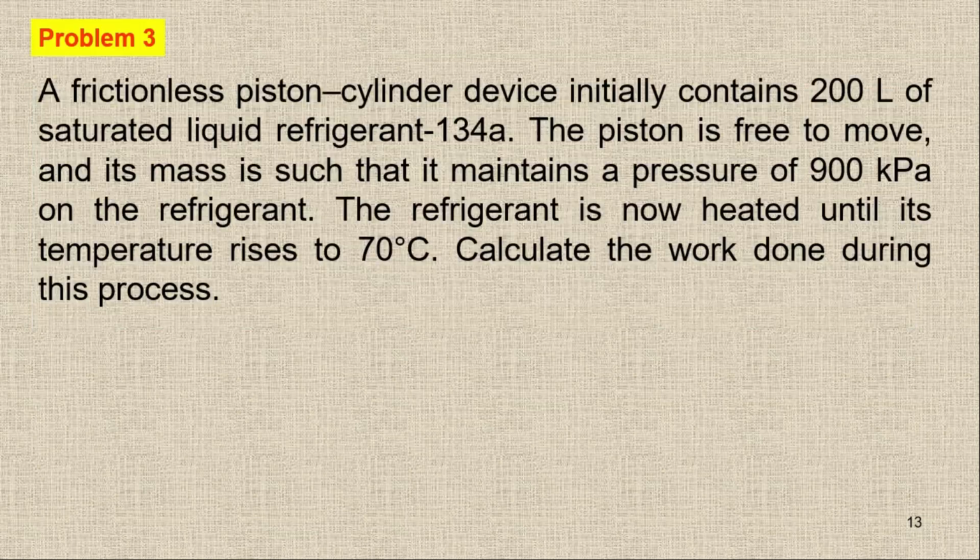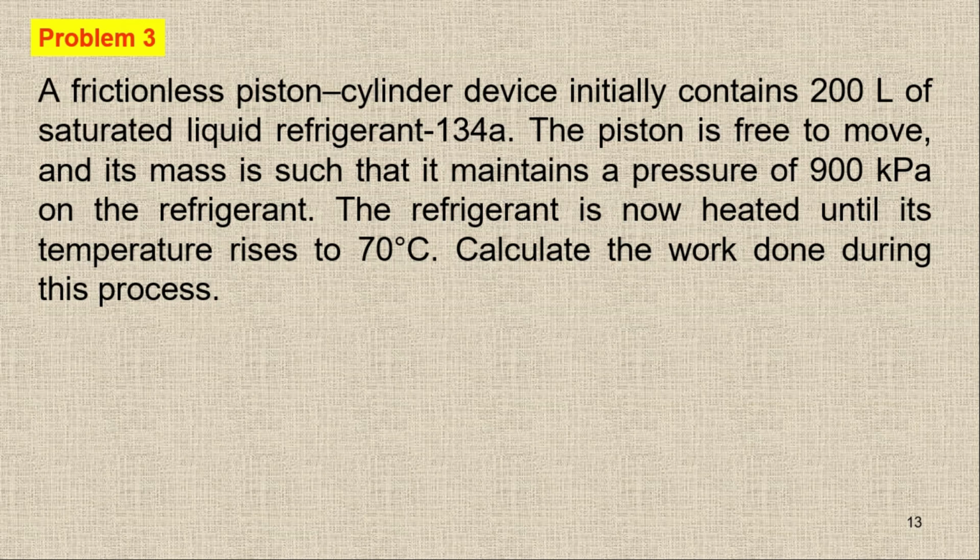Now, the next question. Here we have a frictionless piston cylinder device. Initially it contains 200 liter of saturated liquid refrigerant 134A. The first thing is 200 liter. Liter is the unit of volume, but in SI we use the meter cube. 1 liter is equal to 10 to the power minus 3 meter cube. So 200 liter means 200 times 10 to the power minus 3, or 200 divided by 1000 meter cube.